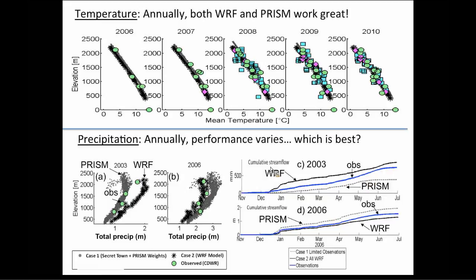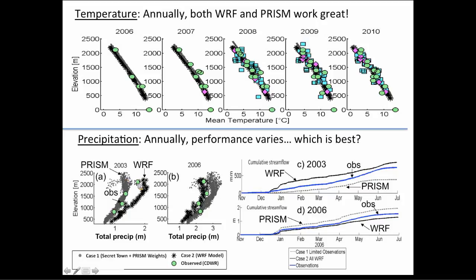The answer is, in terms of temperature, annually they both did great. The upper plots here show they all match. However, in terms of precipitation, we were fundamentally confused. Annually, the performance really varied. So here, on the left, you see a year where PRISM matched the observations much better. And we also don't have very many observations in the mountains, which is always a problem. And in 2006, it actually looked like WRF did a lot better. However, with few observations it's hard to know what's going on.